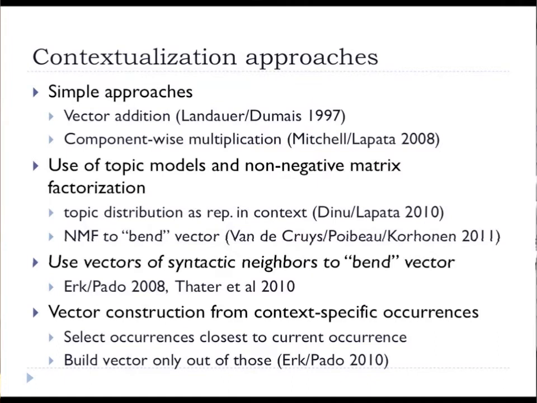And here what we once did was, instead of doing one vector for bank, you keep all the individual occurrences around, and only when you see a current occurrence do you compute a vector for bank from those other occurrences that are most similar to your current one.